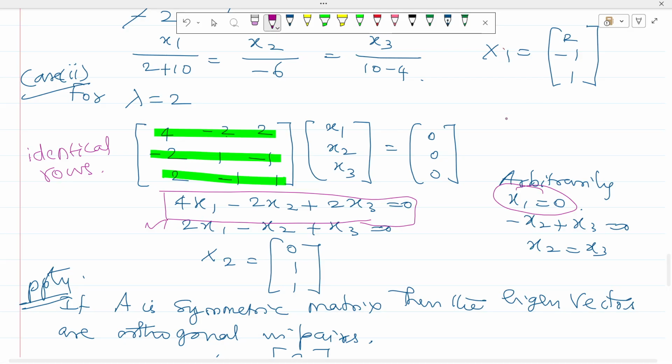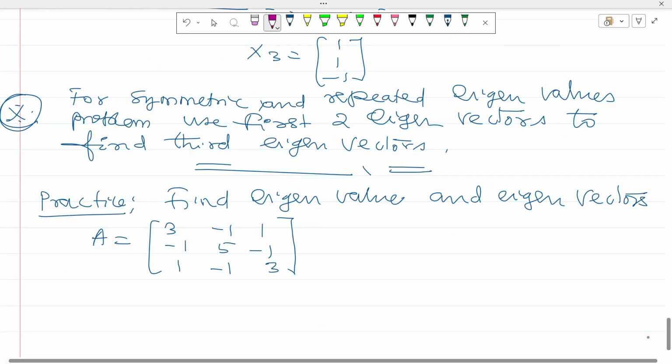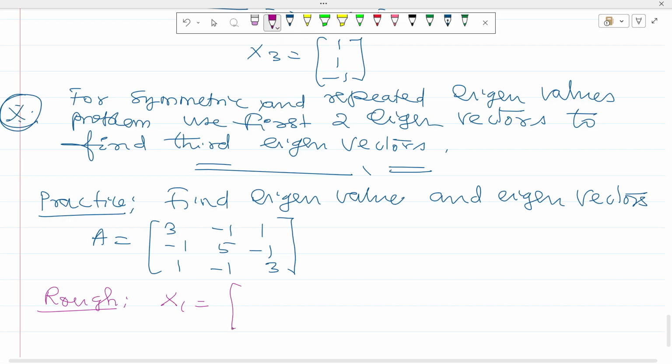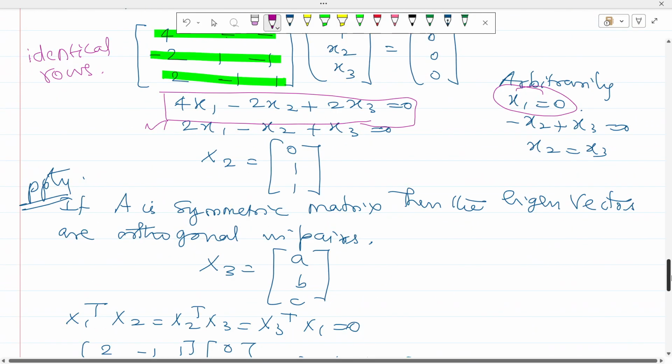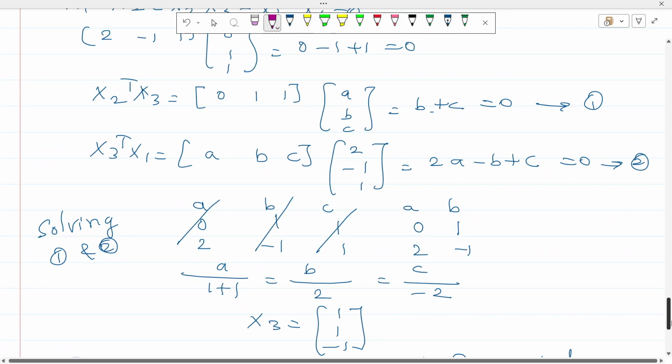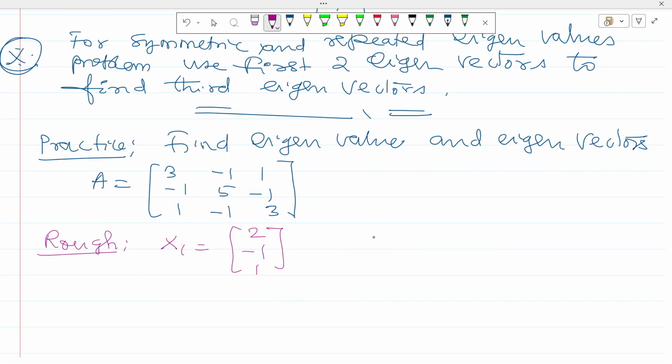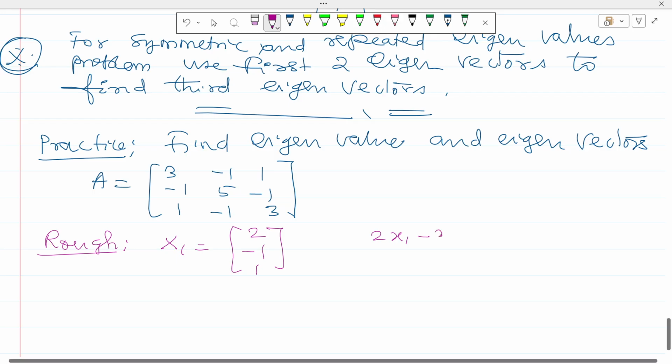Because once again I will do here. What is x1? 2 minus 1 1. I am doing here. What is x1? 2 minus 1 1, I think. Yeah, I will check it one more time. Yeah, 2 minus 1 1. Here I am considering that equation is 2x1 minus x2 plus x3 equal to 0.